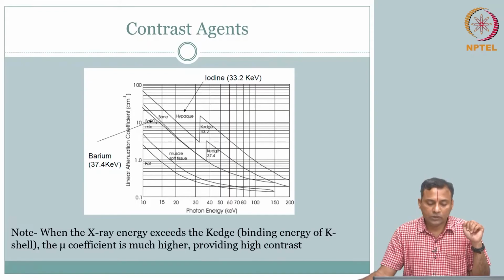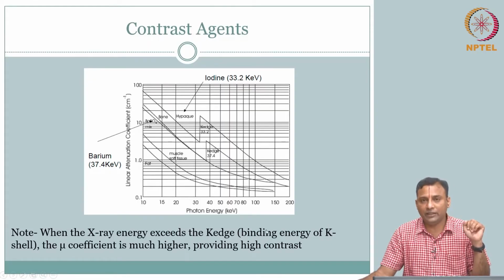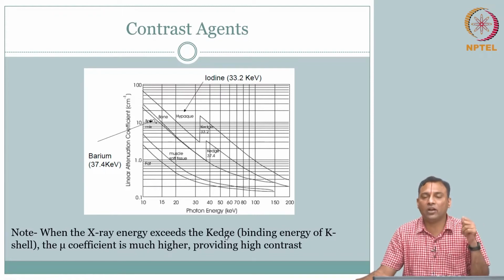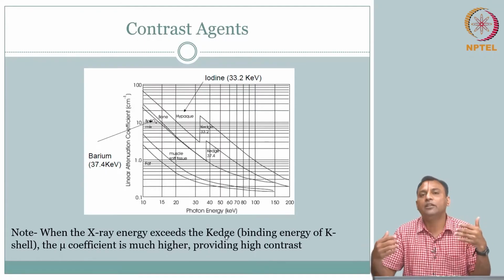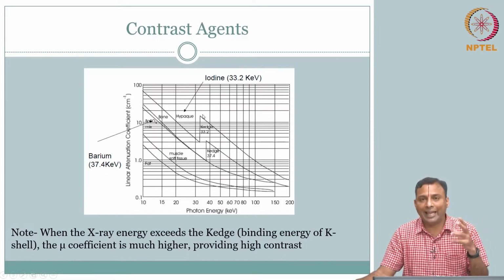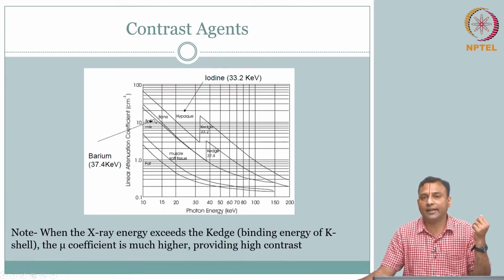So, when the X-ray energy exceeds the K edge, the binding energy of the K shell, the attenuation coefficient mu is much higher, providing a high contrast. So we can maximize the inherent contrast. In some sense this is not instrumentation, but it is part of instrumentation, because you have to choose your energy levels and choose the compound carefully so that you maximize the inherent contrast.